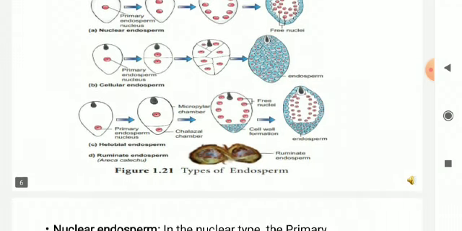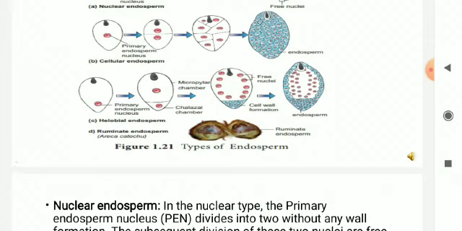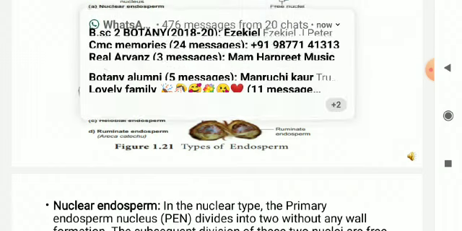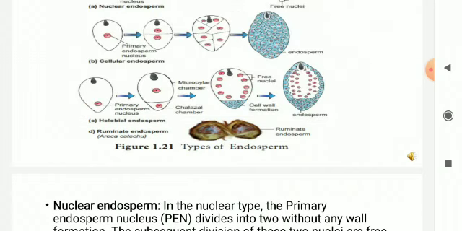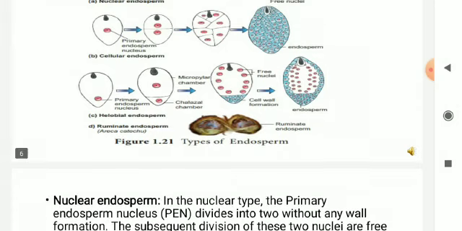The second type is cellular endosperm. Here, as the name indicates, nuclear division is followed by cytoplasmic division. As we see in the diagram, when one nucleus divides into two, then cytoplasmic division occurs and there is formation of two cells. From two cells, there is formation of four cells, from four to eight, and so on. And ultimately, there is formation of a large number of cells which form the cellular endosperm.